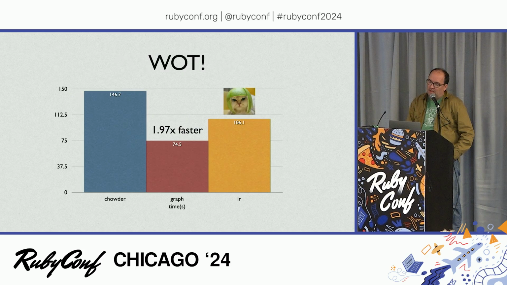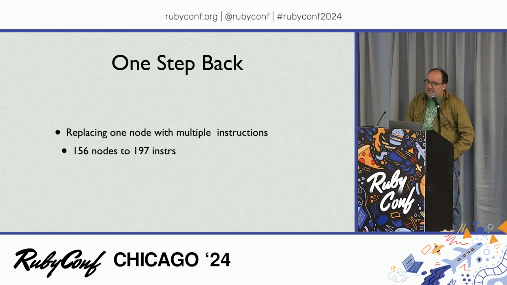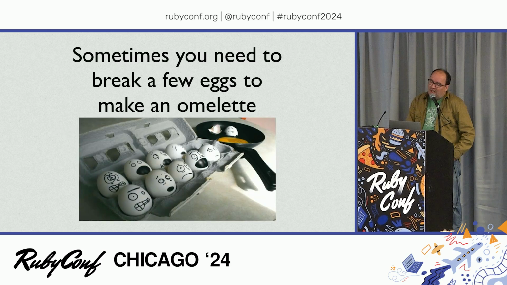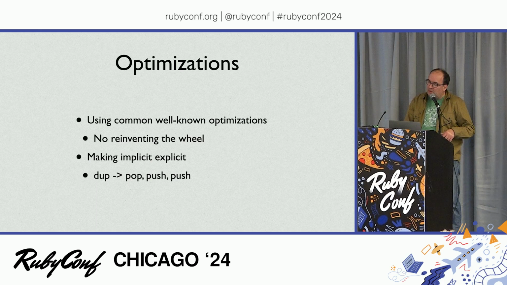Uh-oh. Well, I did actually add more instructions than there were originally nodes, so I think this is sort of to be expected. And I'm actually trying to massage this in a way where I can do common, well-known optimizations, things that if you'd taken a compiler's class, you would have it in your textbook or you look up on Wikipedia.